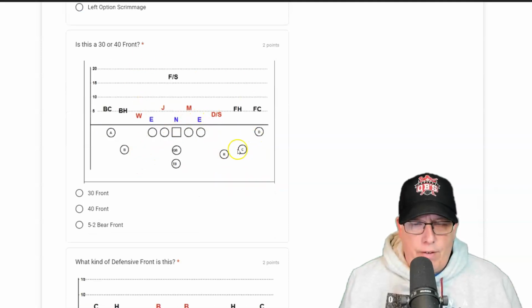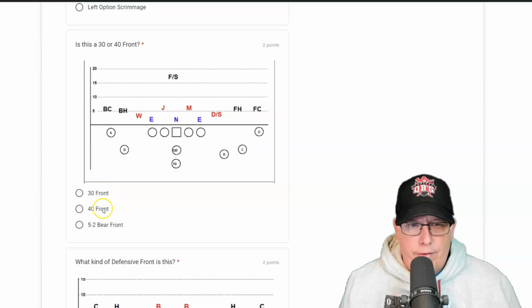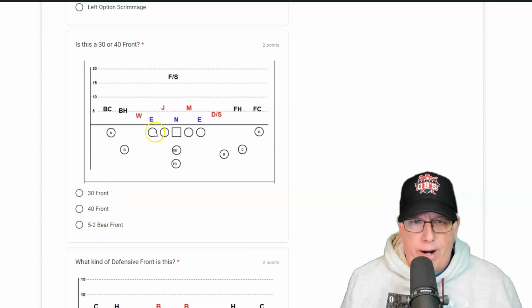This is the offense, and on the defense, what kind of front is this defense presenting to us? Is it a 30 front? Is it a 40 front? Or is it a 52 bear front, right? So you got a nose, 2 ends, and you got your linebackers. I'm pretty sure it's a 30 front, so we're going to click on 30.